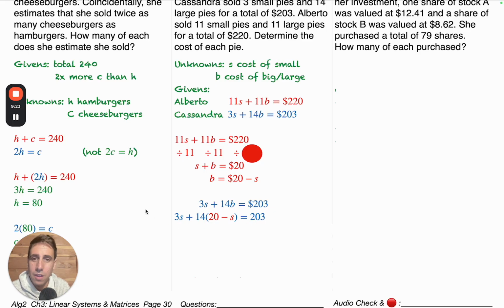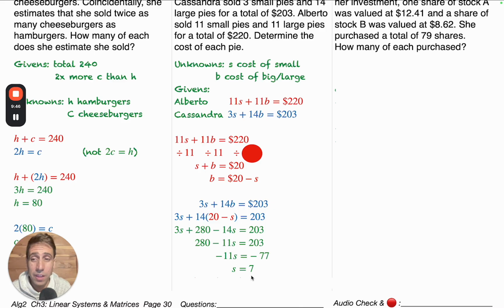I think I'm going to distribute first, 14 times 20 and 14 times S. And then I'm going to combine the like terms to get 280. Positive 3S minus 14S gives you minus 11S. And then I'm going to subtract 280 from both sides and divide both sides by negative 11. You get S is equal to 7.